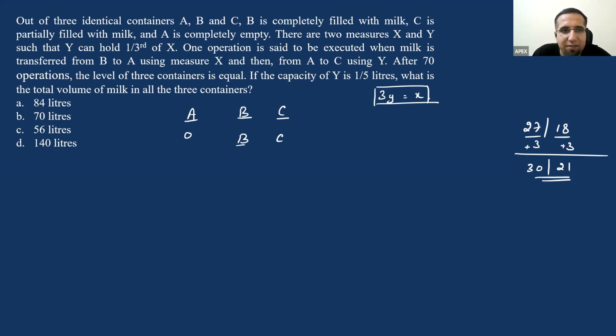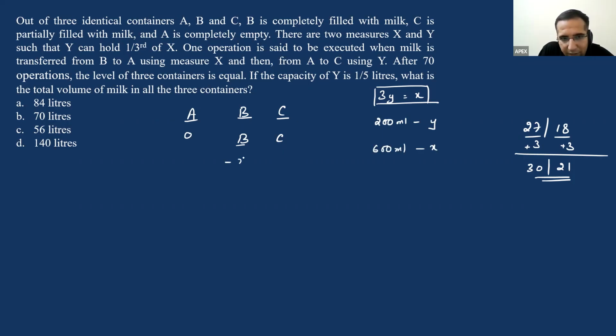Now one operation is said to be executed when the milk from B is transferred to A, transferring X, then from A to C transferring Y. After 70 such operations, the level in the 3 containers is equal. And the capacity of Y is equal to 1/5 liters, so we'll use that. Okay. So if Y is equal to 1/5, I am using 200 ml as the value of Y. So the value of X becomes how much? 600 ml.